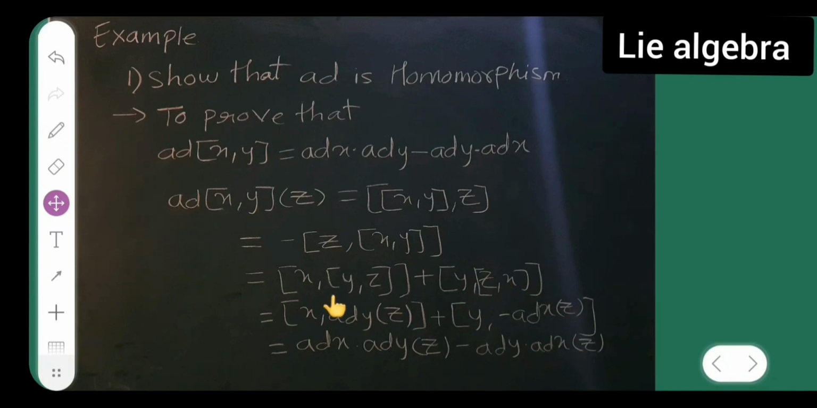Okay, now this is equal to what? The Lie bracket of x comma the bracket of y comma z, that is ad of x into the bracket of y comma z, minus the bracket of y comma the bracket of x comma z, meaning ad of y into ad of x of z. Now this is equal to ad of x into ad of y of z minus ad of y into ad of x of z, right? So finally we have proved that ad of x is a homomorphism.